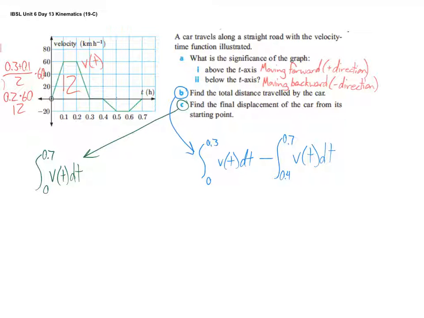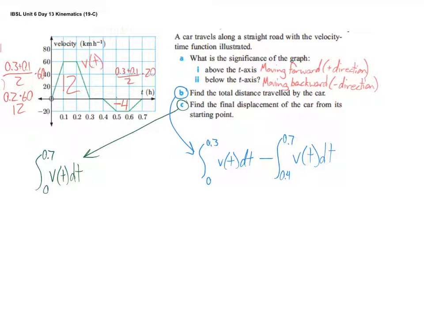Alright? So that area is 12. Over here, this is 0.3 plus 0.1 over 2 times 20. Okay? If you wanted to use -20, it would even give you the negative in there too. So we got 0.2 times 20, which would be the -4. Okay? So, in this situation, we drove for 12 kilometers, stopped for 6 minutes, turned around and drove 4 kilometers back the way we came.